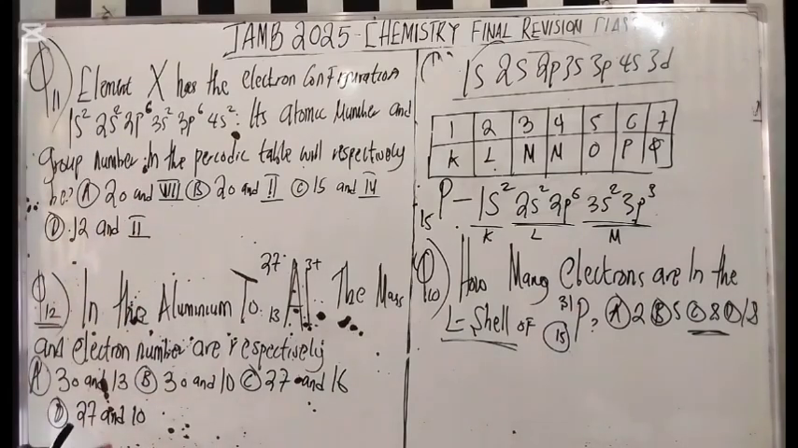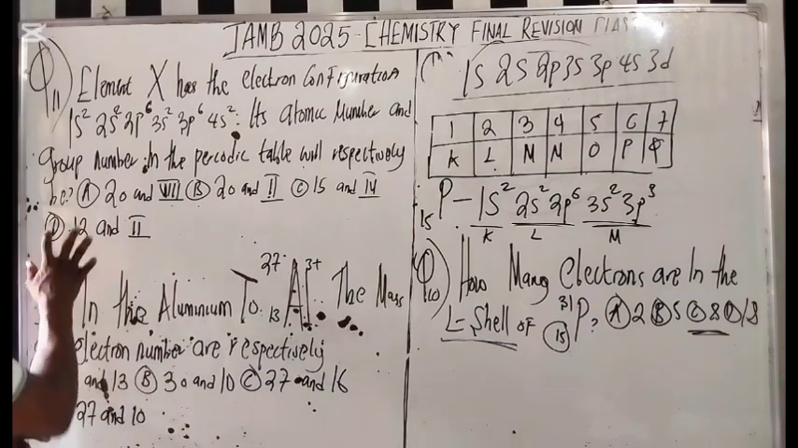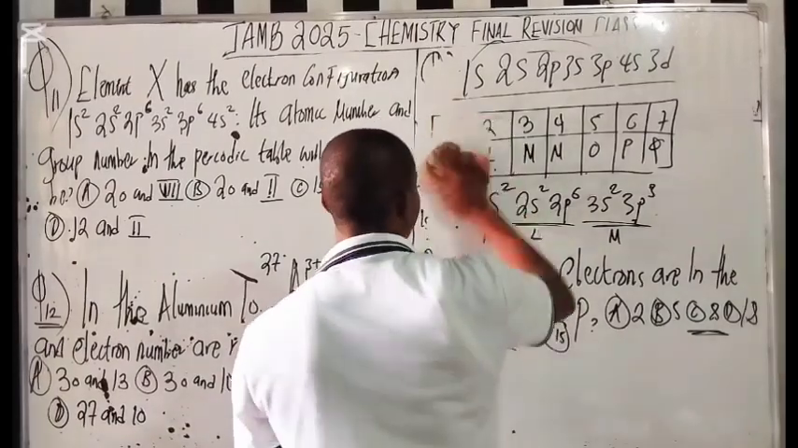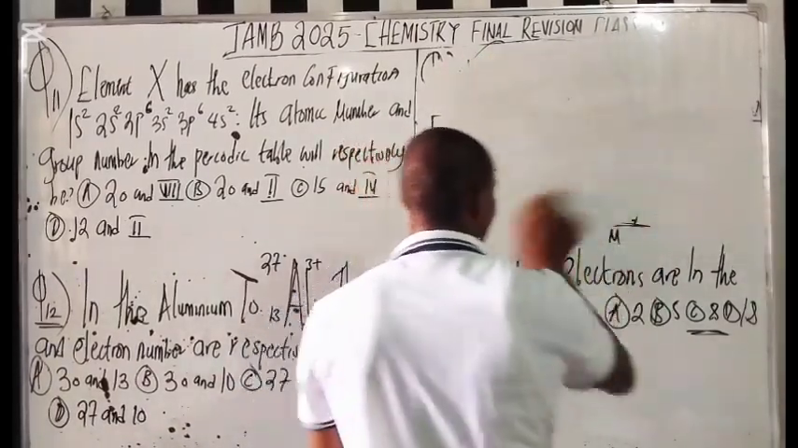Now look at question 11. Element X has the electron configuration 1s2, 2s2, 2p6, 3s2, 3p6, 4s2. The atomic number and group number in the periodic table will respectively be. Now let me explain to you.